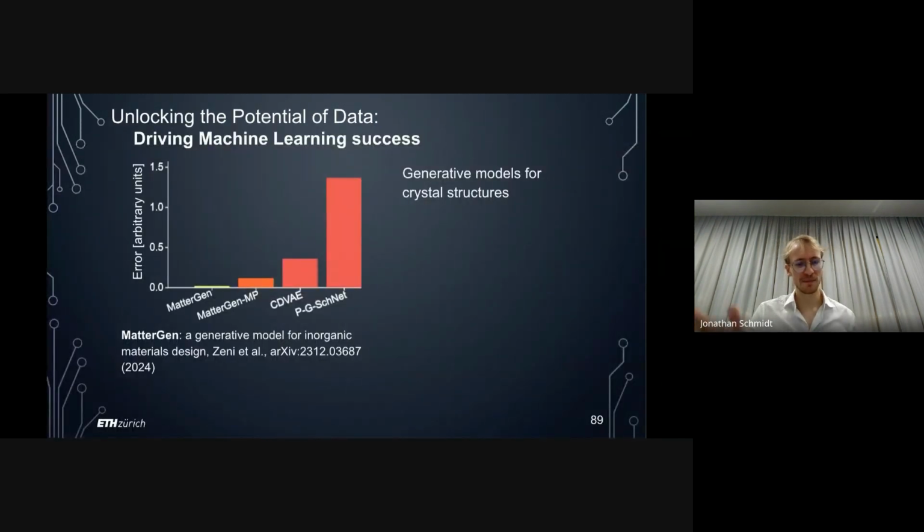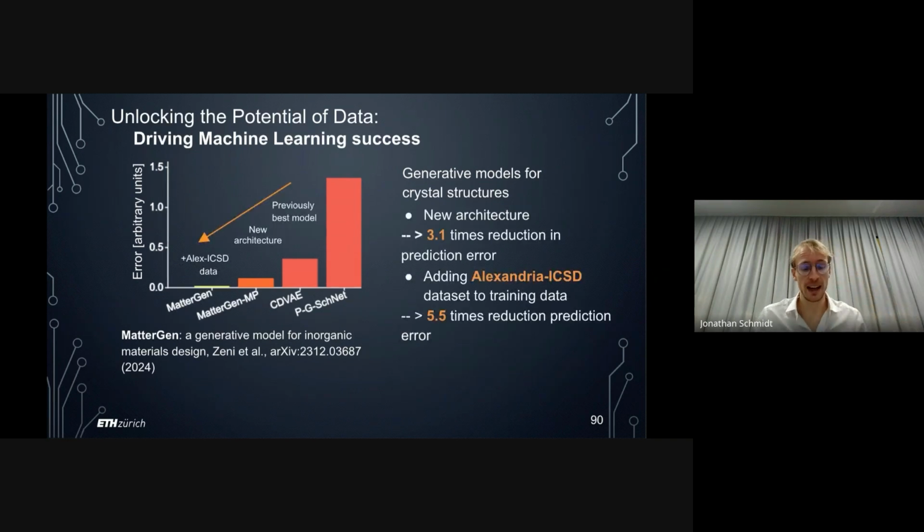Now, some other applications on a larger scale. We had the MatterGen model by Microsoft, for example. So, generative models for crystal structures, and they developed a new architecture that allowed them to reduce their error in terms of distance to the relaxed crystal structure by around a factor of 3.1. And then by adding data from Alexandria and ICSD, they were able to reduce it by another factor of 5.5.